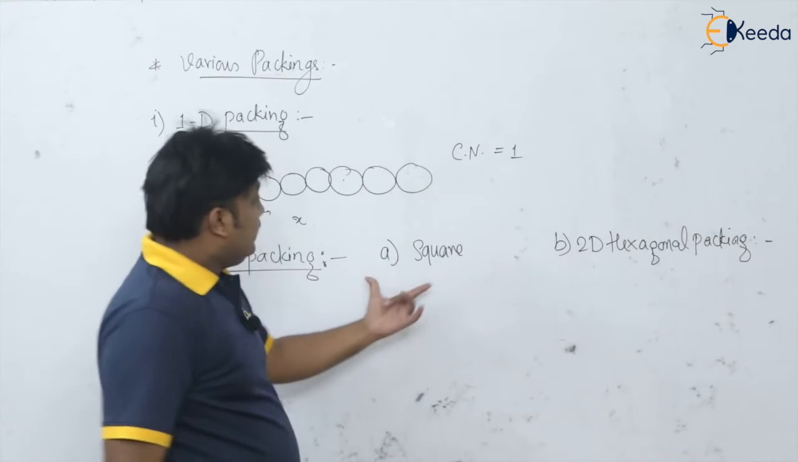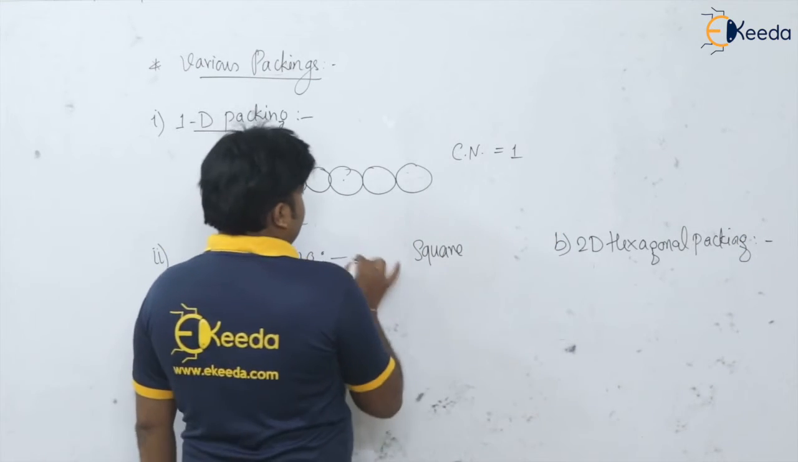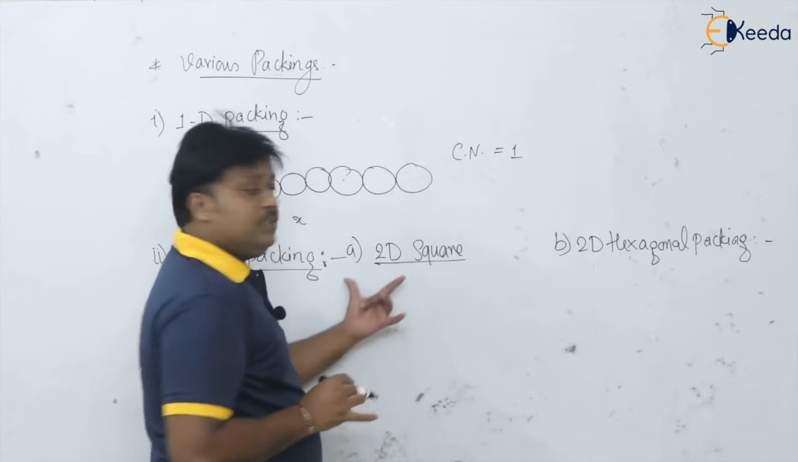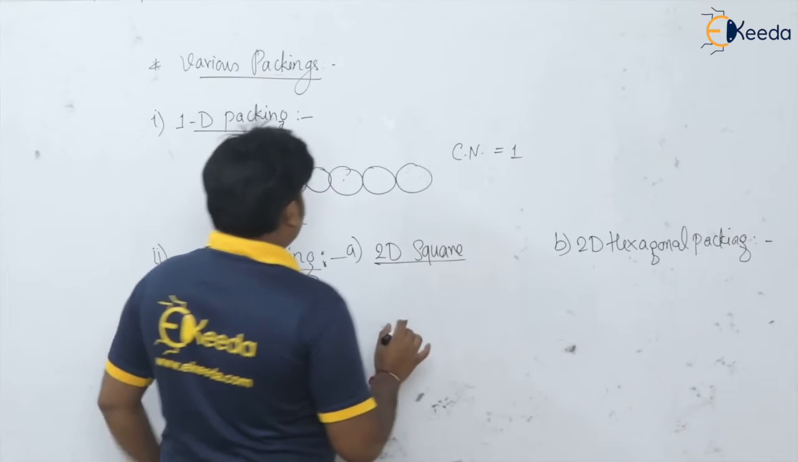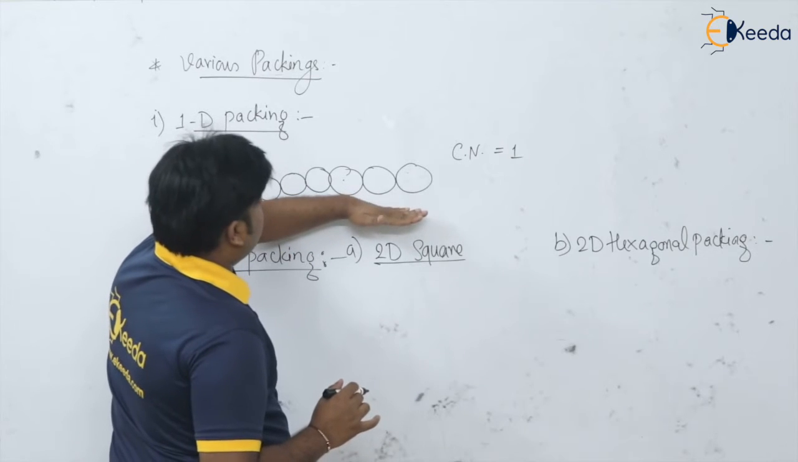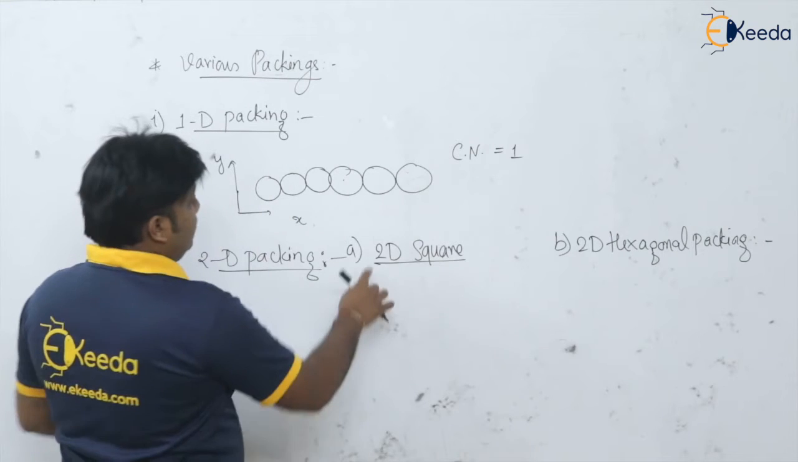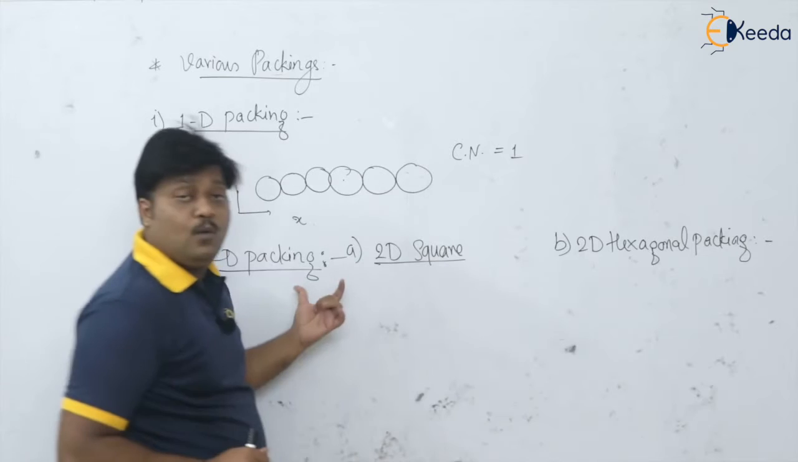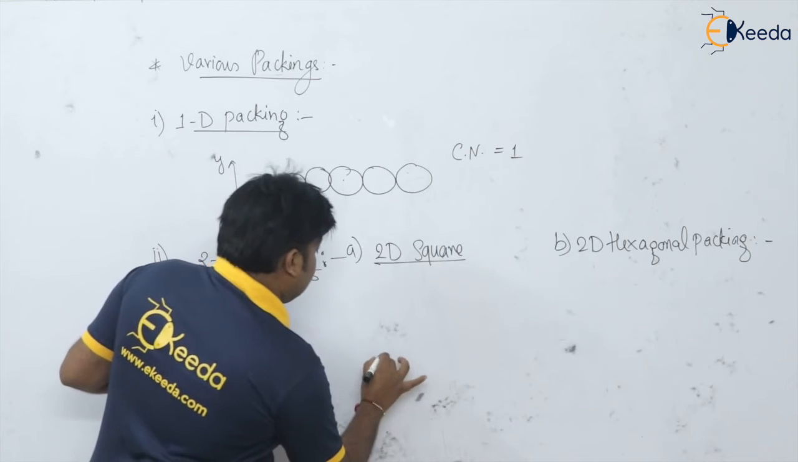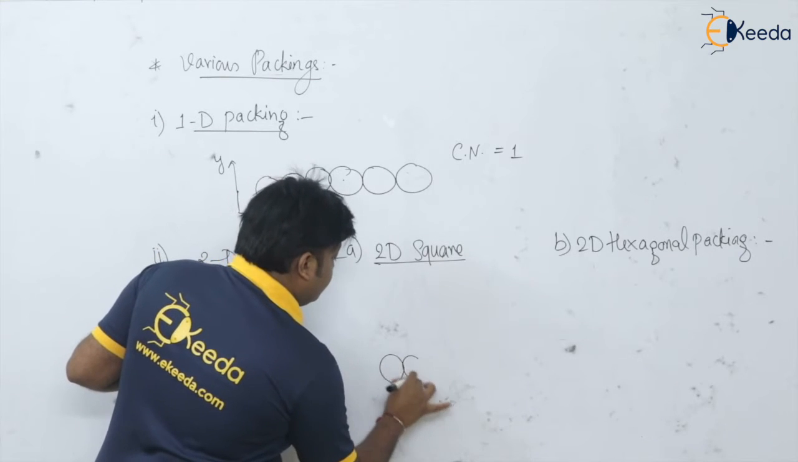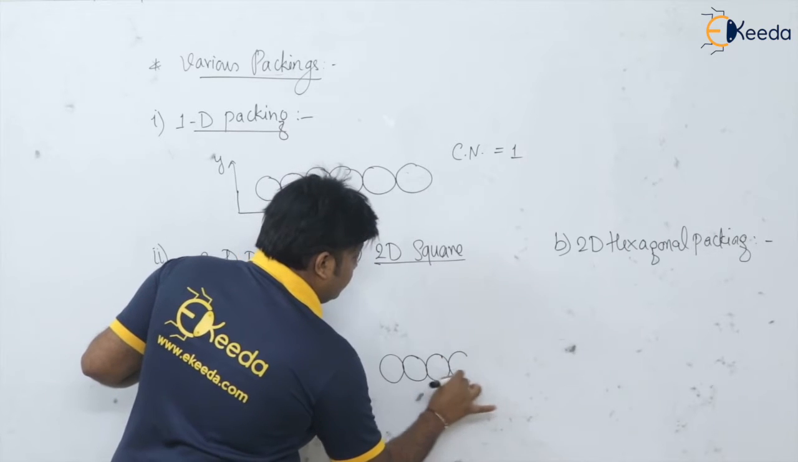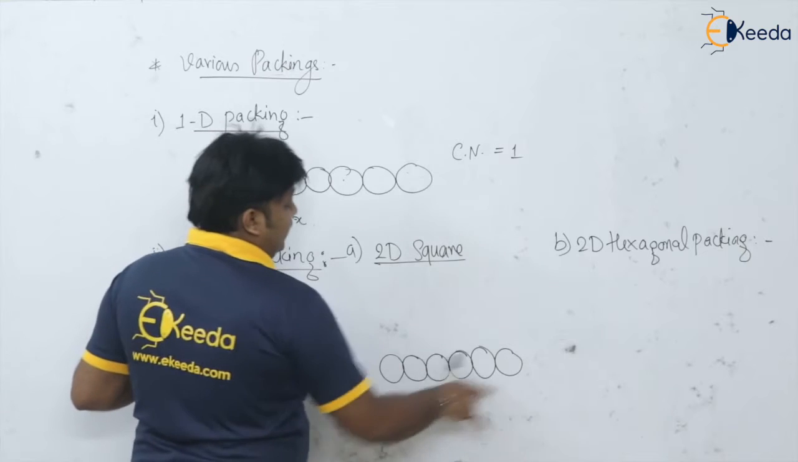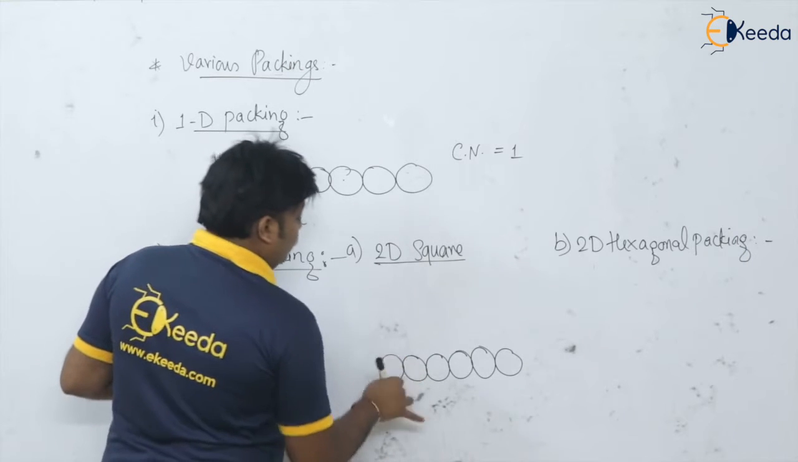Now see here, in 2D square packing, how are these atoms arranged? Now see, here we have arranged the atoms only in the x direction. Now here in 2D, we will also arrange the atoms in the y direction. So how will it look? If these are the atoms in one direction, then for 2D we go in the y direction.